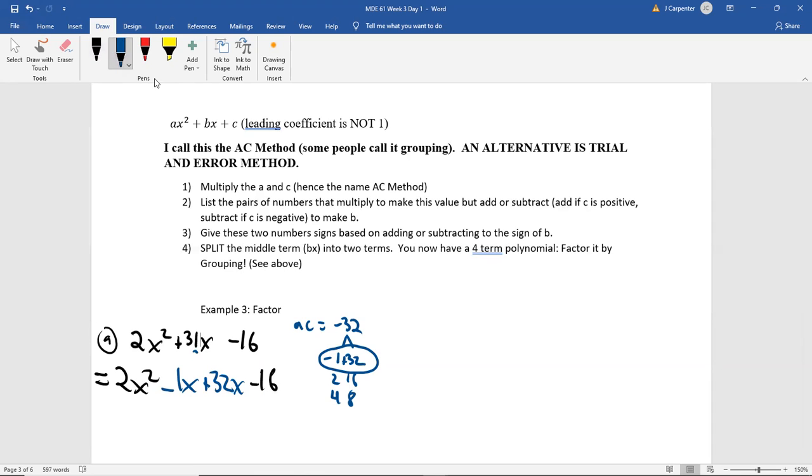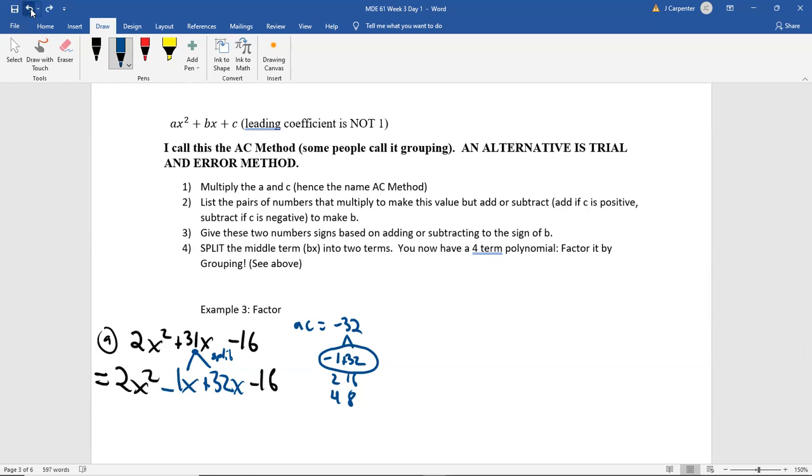So I took the 31x and I split it into 2 terms. And if you were to recombine them, it's the same thing. Negative 1 plus 32 is 31. But don't recombine them. So that was us splitting the middle term. Split the middle term into 2 terms.